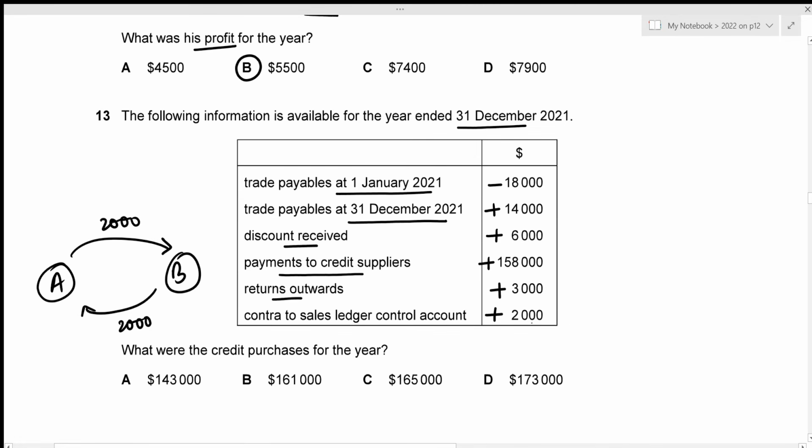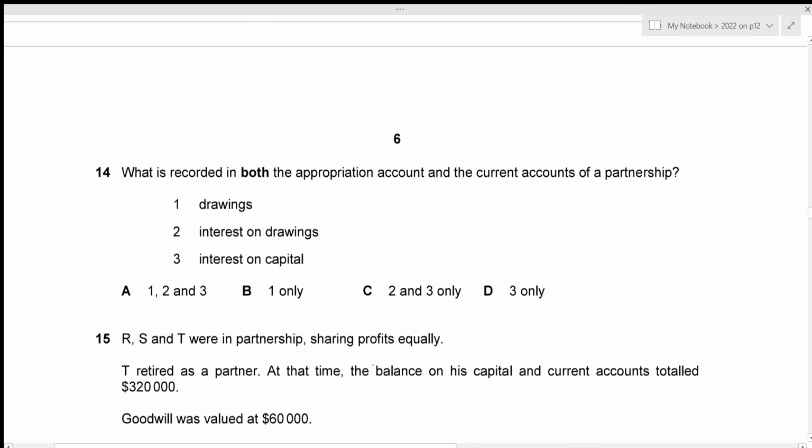Now the total credit purchases is going to be minus 18,000 plus 14,000 plus 6,000 plus 158,000 plus 3,000 plus 2,000, which results in 165,000. This is the correct answer, which is given in option C. This concludes question number 13. We can now move towards question number 14.